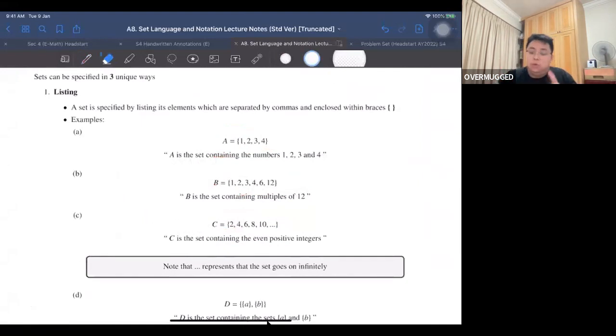So this is one of the most common ways that O-levels love to ask their questions. They will give you a set and they will list out whatever is inside. Just take note that this ... means heading towards infinity. So you just go on all the way, and there's no ending towards the set.